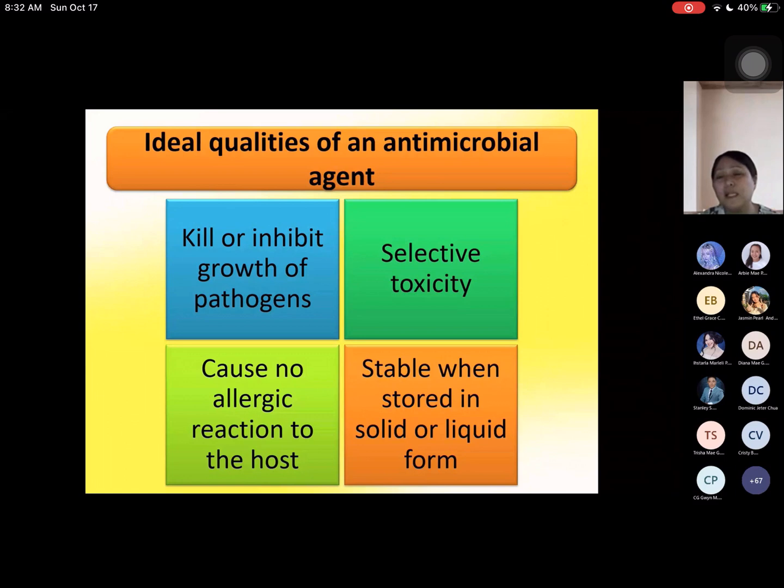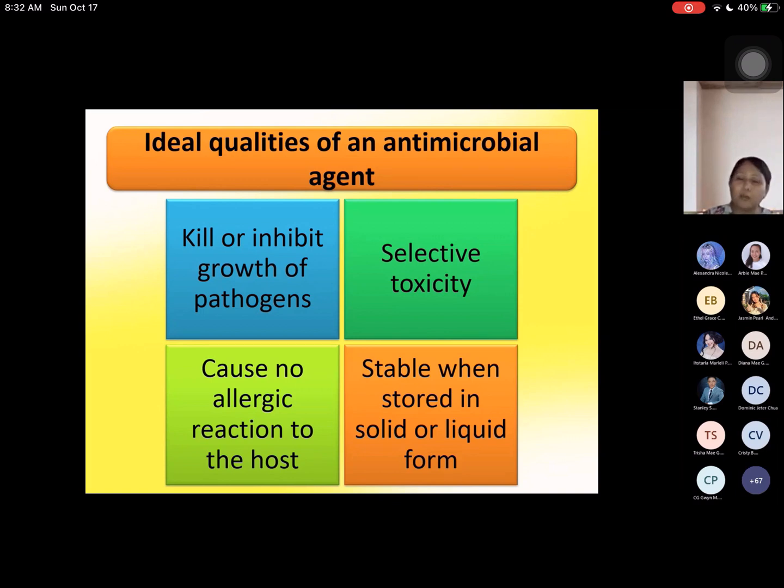Another is that they cause no allergic reaction to the host. So that's why when they need to first introduce the antibiotic, they need to first test the antibiotic through the skin test, to make sure that the patient has no allergic reaction to that particular antibiotic or antimicrobial agent.